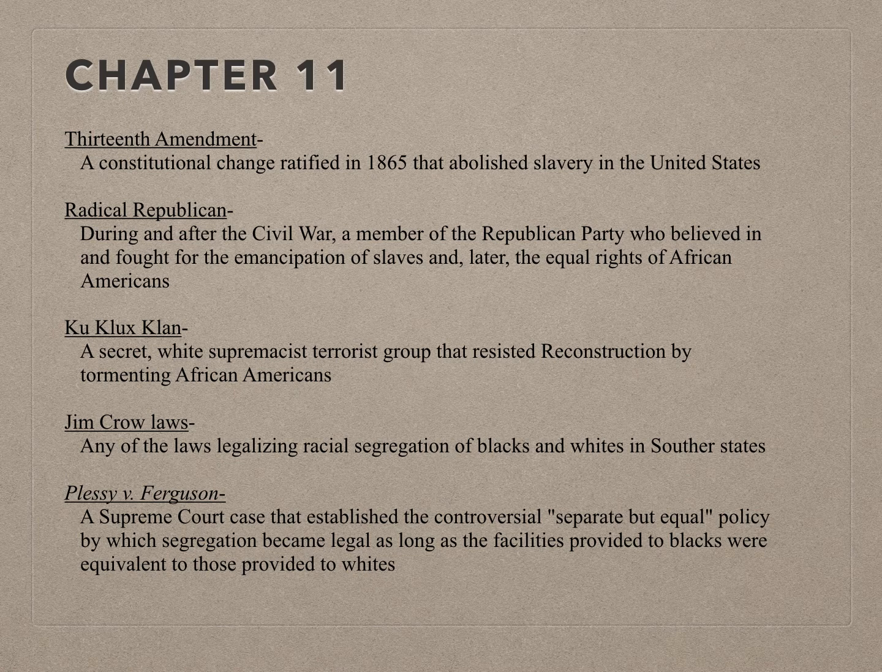So the Supreme Court actually came out and said, these laws that separate black people and white people, they're okay as long as the facilities are separate but equal. And as you can imagine, they often were separate but were very rarely equal.